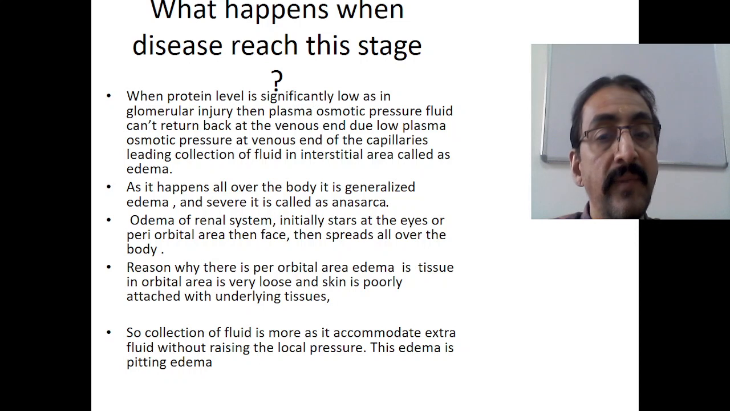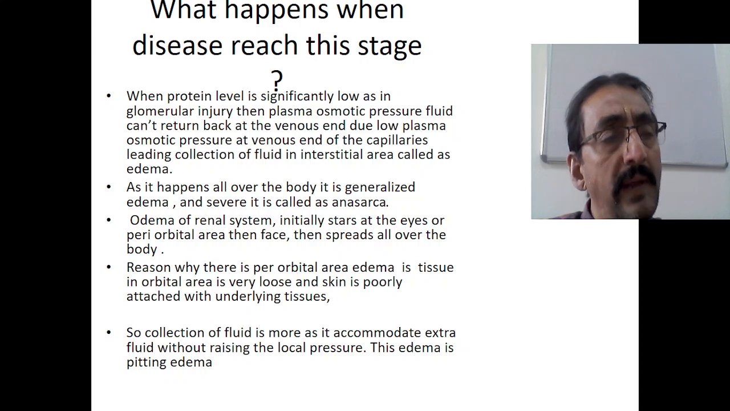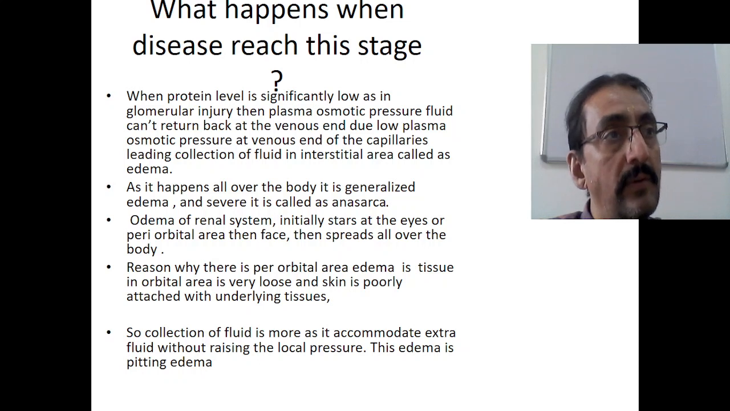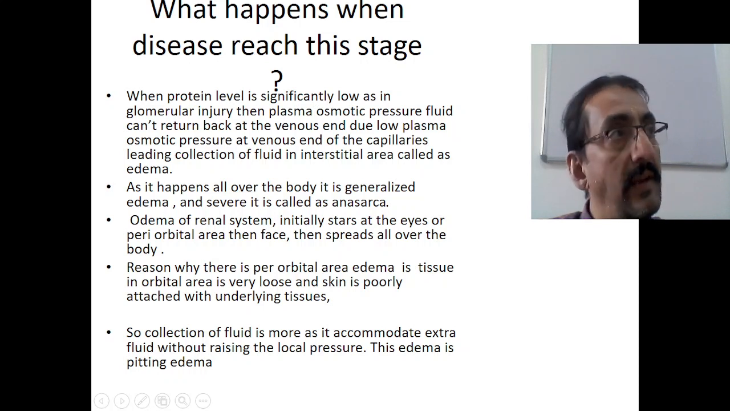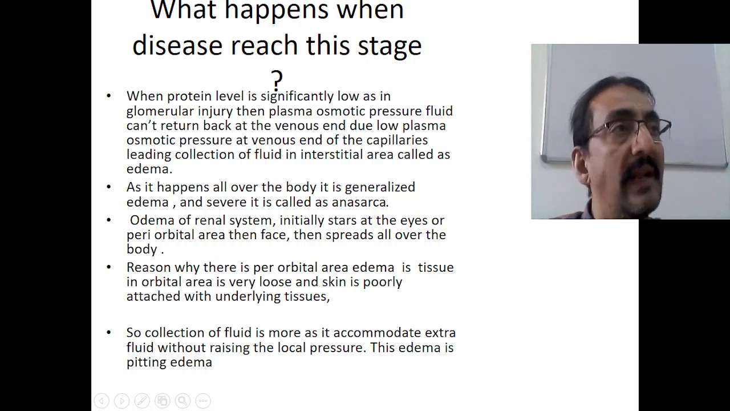So the reason why there is periorbital edema in nephrotic syndrome, which is basically a renal disease, is that in any renal condition you will have periorbital edema, that is, more edema in the facial or periorbital area. Not only nephrotic syndrome, but any other cause where kidney injury is there. So the first symptom of edema is in the face. The reason is the tissue in the orbital area is very loose and the skin is poorly attached with the underlying tissue. So easily there will be collection of fluid.